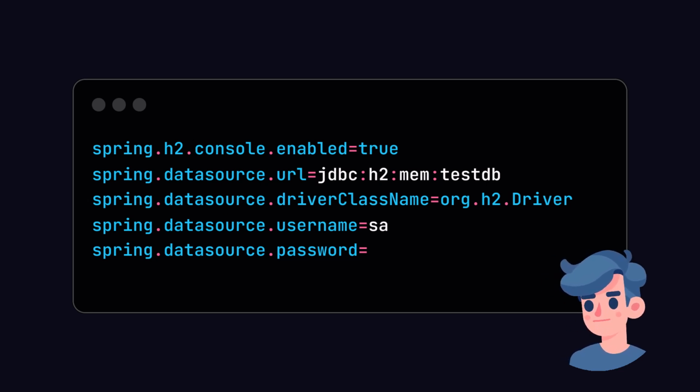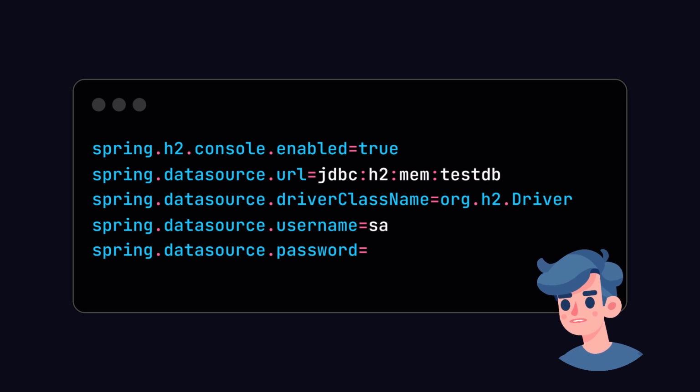Next, let's set up our database configuration. For simplicity, we'll use H2, an in-memory database, for this tutorial. In your application.properties file, add the following database configurations.